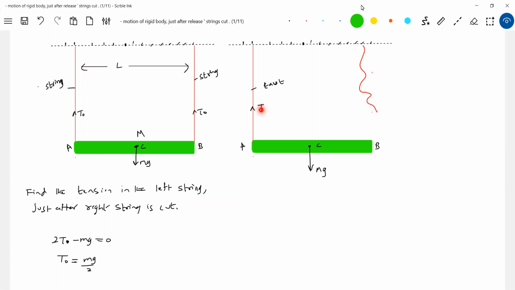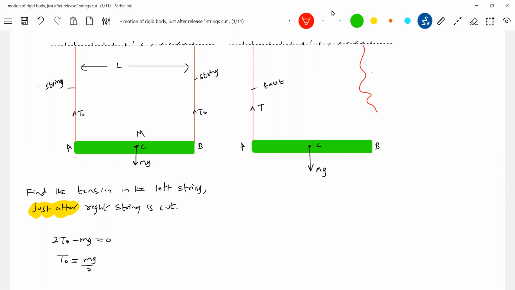So therefore I'm assuming a tension. Now I'm asking to calculate this tension. The next question comes: what is the state of the rod just after, and I think this word is very important here, just after the right string is cut? Just after. Will it rotate about A or C? I think it's suspended about A, no? Will it rotate about A or C? No, it will rotate about C.